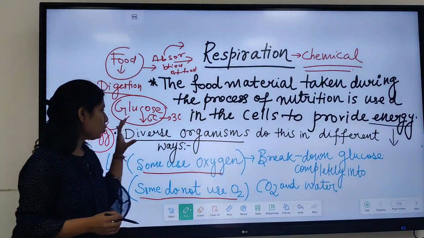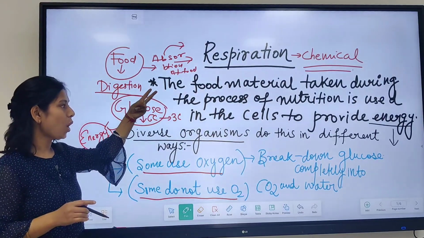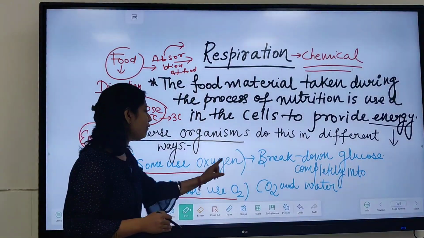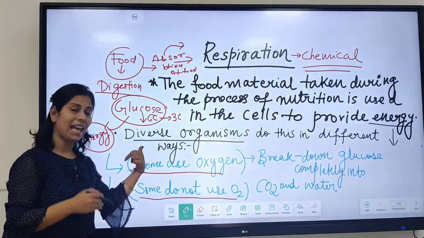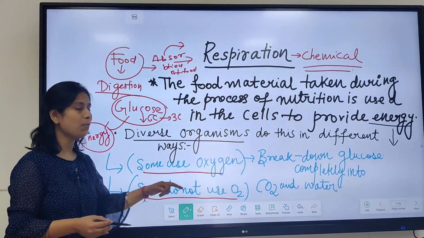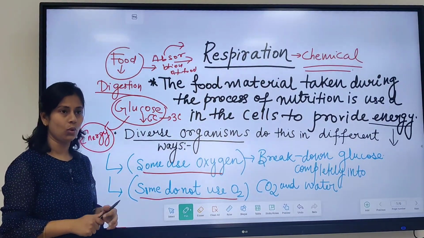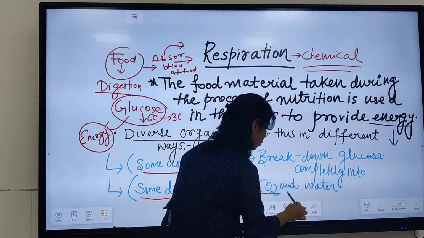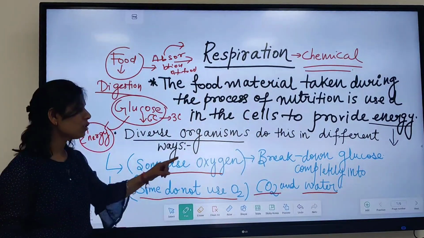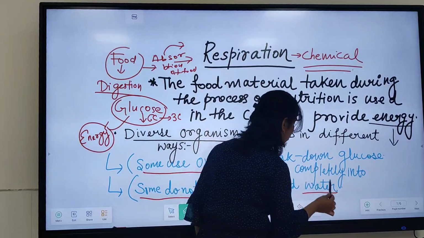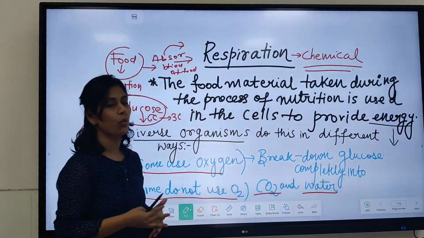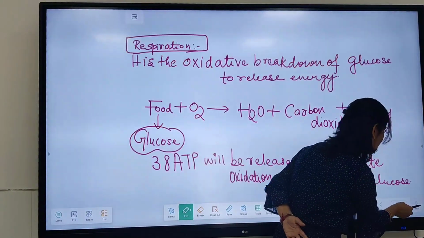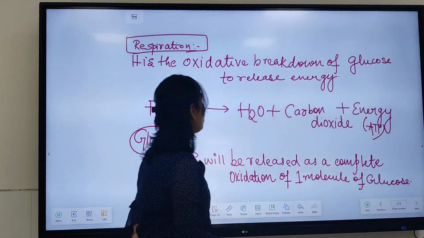So the two things are very, very clear. Respiration is the process by which we release energy from the glucose, and we use oxygen. We can use oxygen at certain points, and at certain points we do not need oxygen to break down the glucose to release energy. When we are not using oxygen, we get CO2 and water, and when we use oxygen, a complete breakdown of glucose happens to produce CO2 and water.